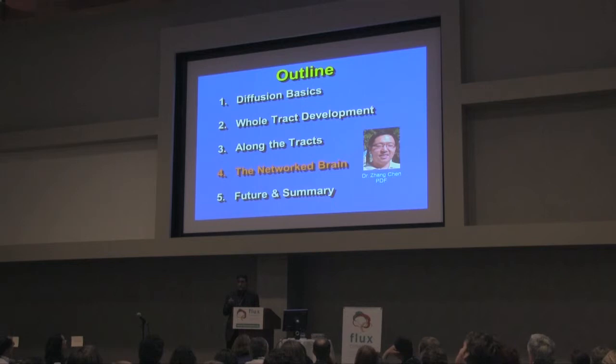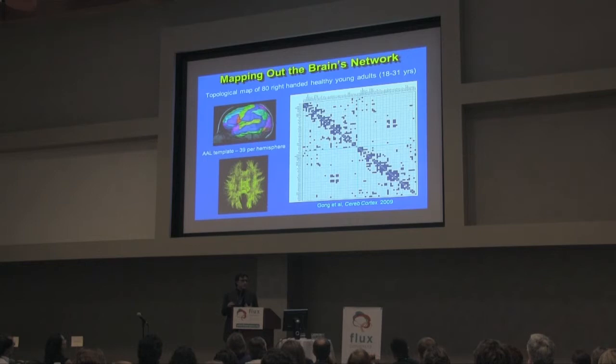The idea is that we can map out the brain's network, and we identify a bunch of hubs in the brain using whatever template you like, use tractography to find out which hubs are connected to one another, come up with a matrix of all the different regions versus all the other regions, and then put a little square where there's a connection. And then one can do some graph theoretical analysis and come up with various network parameters.